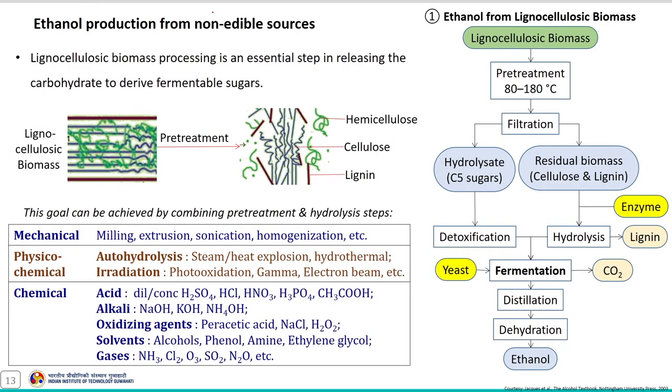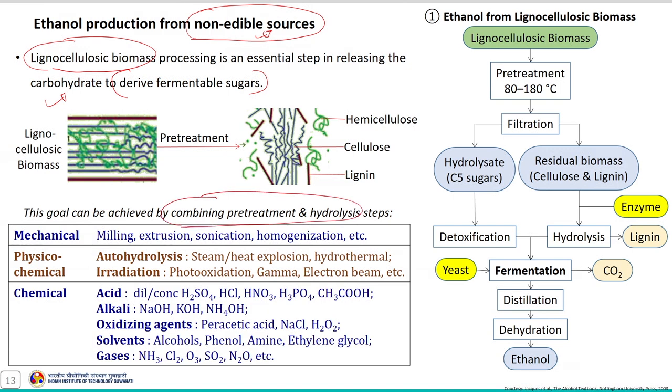Another class of raw material which can be used for ethanol production is non-edible material, which includes lignocellulosic biomass. Pre-processing of lignocellulosic biomass is essential in releasing the carbohydrate to derive fermentable sugars, and this can be achieved by combining pretreatment and hydrolysis steps. A number of pretreatment and hydrolysis techniques are available to convert the carbohydrate to fermentable sugar, which are mentioned here.